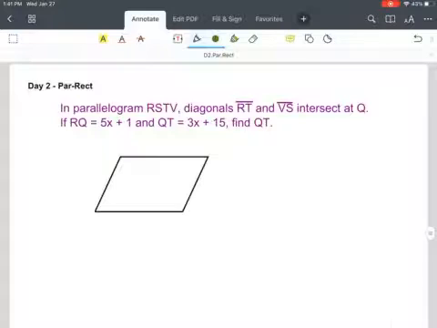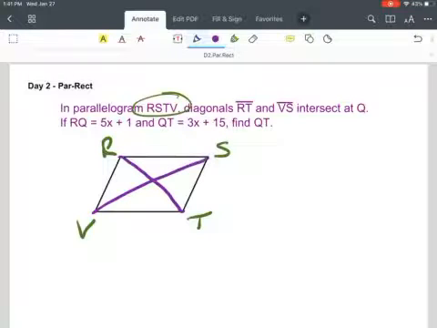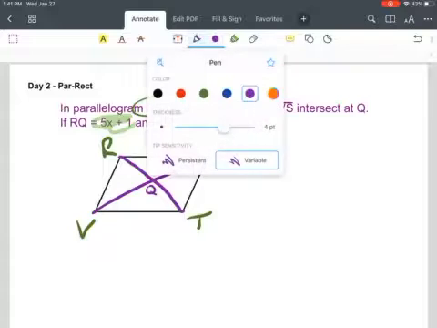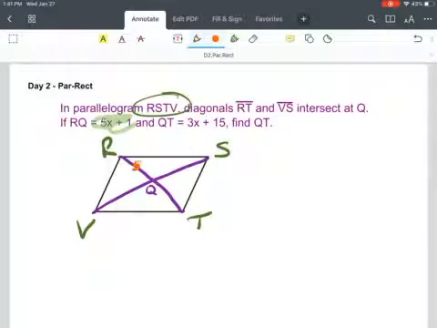Next one is looking at parallelogram RSTV. Remember, when I'm naming it, I go around. So I'll just pick a starting spot for R, and then go around S, T, and then V. It says the diagonals, when I draw them, are RT and SV. They intersect at point Q. Then it says to label RQ 5x plus 1. And then it says QT is 3x plus 15.